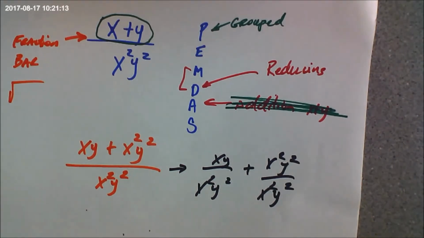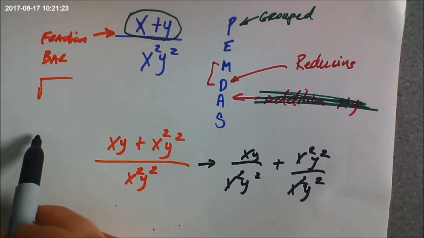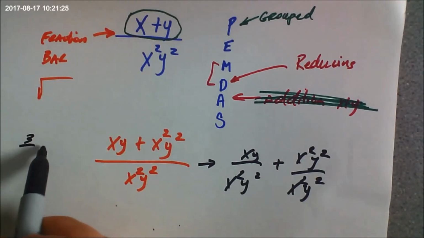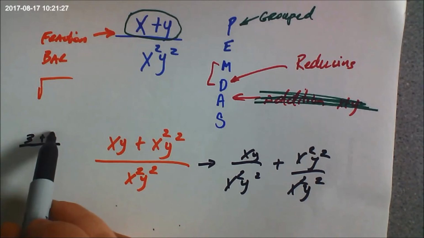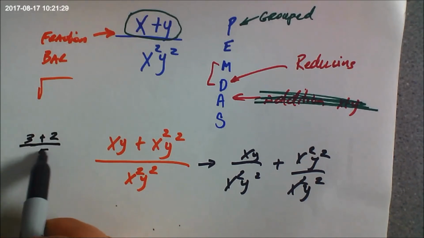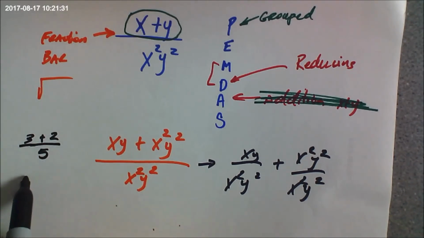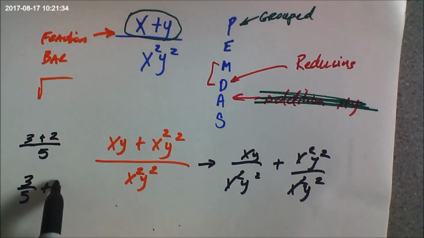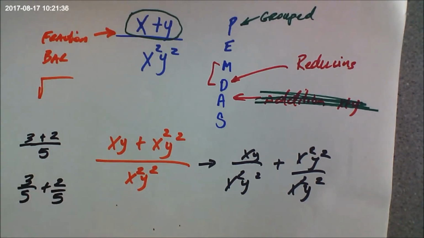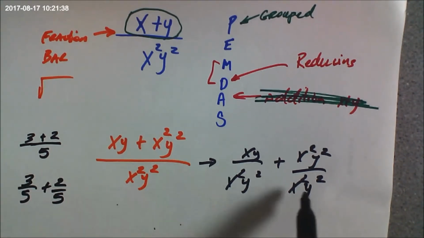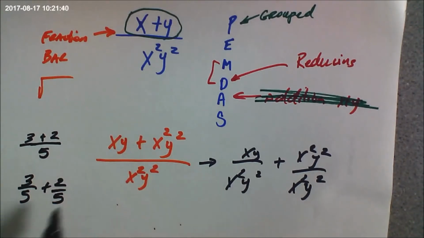Would you agree that's true? Would those two things be equal to each other? You guys have never seen that, but have you ever seen something like this before? Let's see. 3 plus 2 over 5. Have you ever seen that written like this? 3 over 5 plus 2 over 5? It's the same thing, right? That's what I did here. I just separated. They both have a common denominator, right?